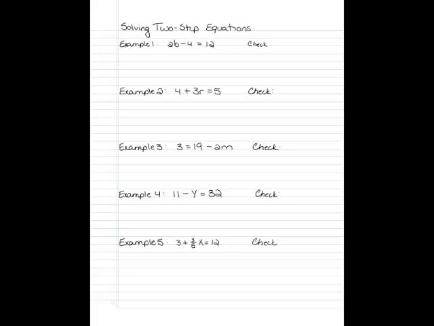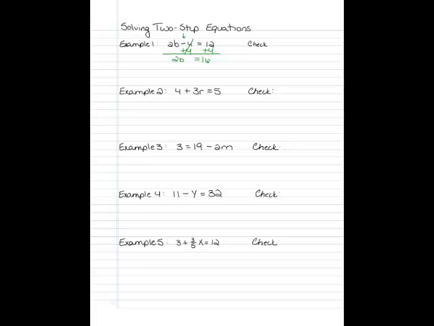So in this first example, we have 2b minus 4. We want to start by working with the subtraction. The multiplication will be our next step. So we want to unsubtract 4. In order to do that, we want to add 4 to both sides. So on the left we have 2b minus 4 plus 4, cancels out, equals 12 plus 4 is 16.